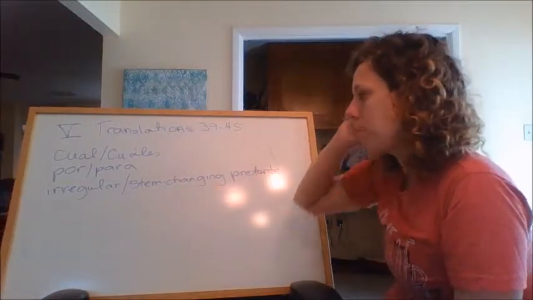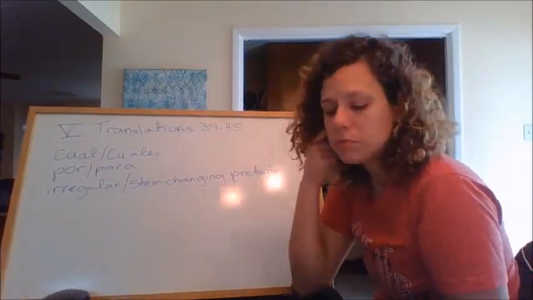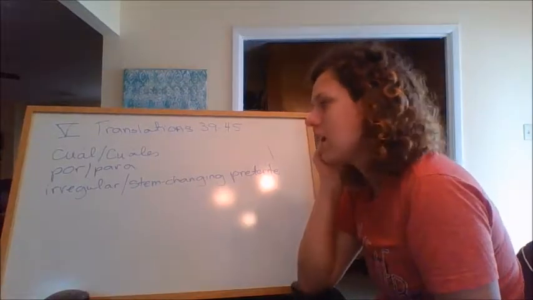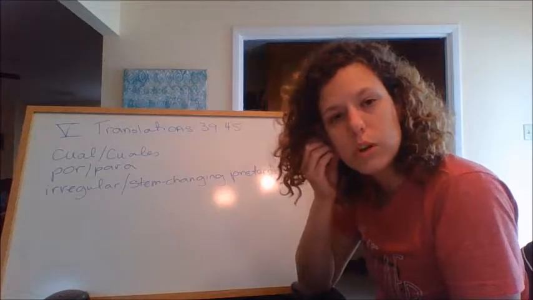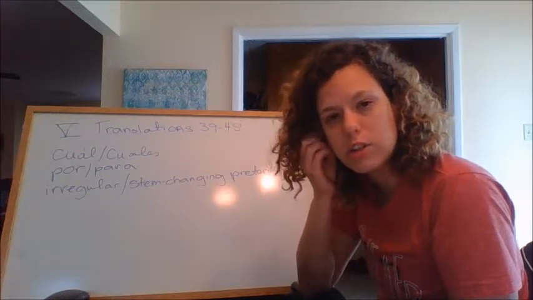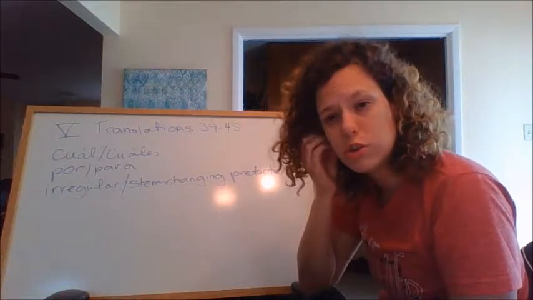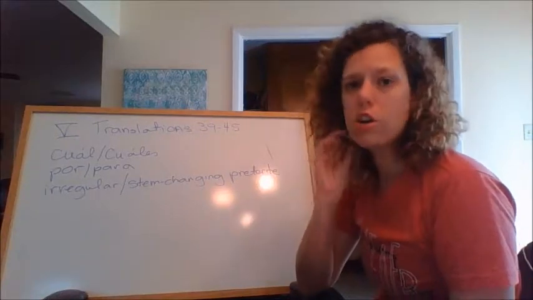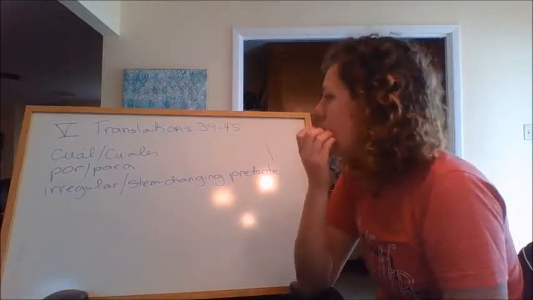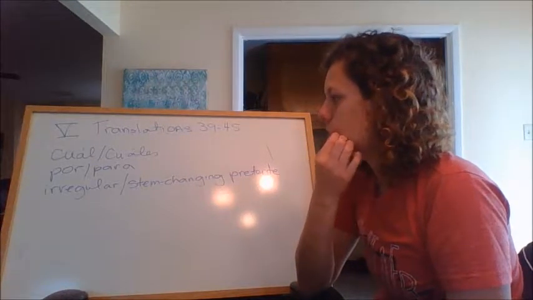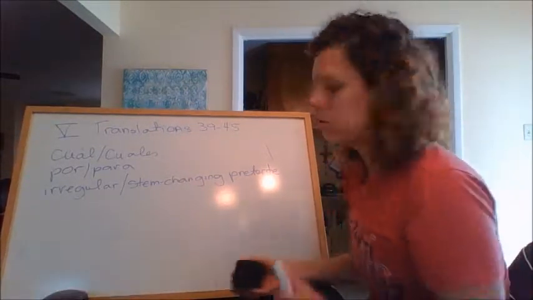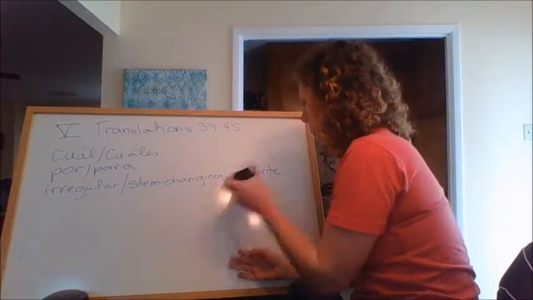Okay. Por and para we've already talked about. And then irregular and stem changing preterite. So the verbs that you need to know how to conjugate for section 1, you also need to know what the definitions are. And most of them you should already know or at least be familiar with. And so you should know that. Now, let's do an example.